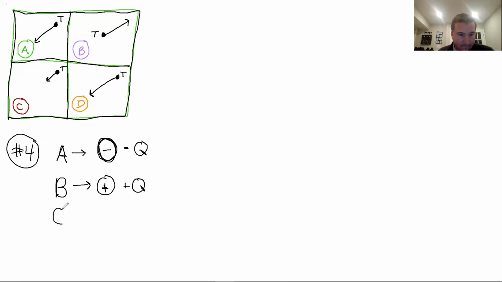C, we get a weak attraction. Because C is an insulator, a weak attraction means that C has to be neutral. If it was charged, it would give a strong attraction or a repulsion. But because it's giving a weak attraction, it has to be neutral, and its charge is 0.